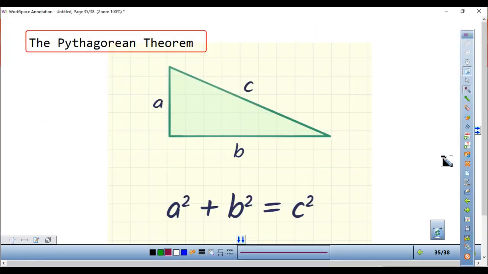Okay, the Pythagorean theorem. You've played around with a couple of activities and probably seen this, but the simplest way to state the Pythagorean theorem is a squared plus b squared equals c squared, where c is always the hypotenuse. And a and b, it doesn't matter which way around you label them. So this is the Pythagorean theorem.